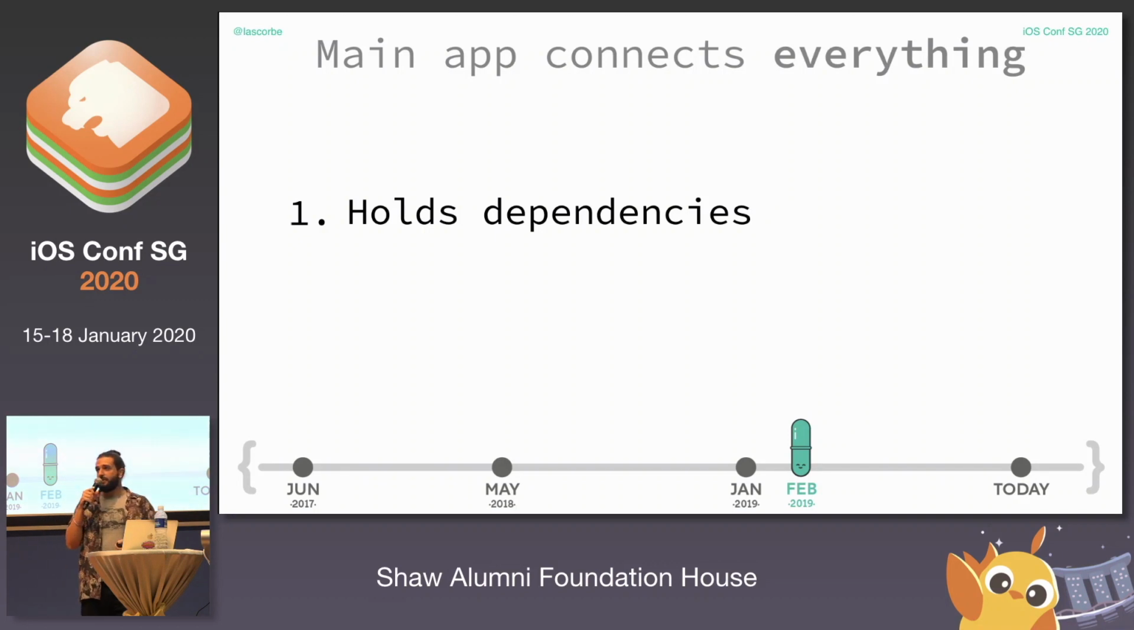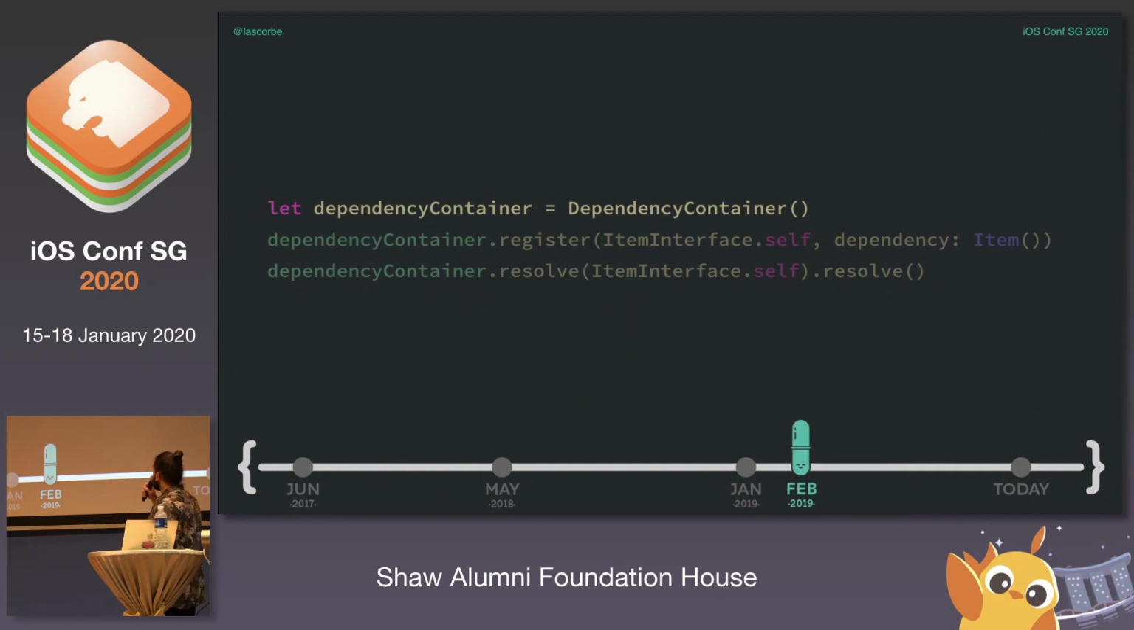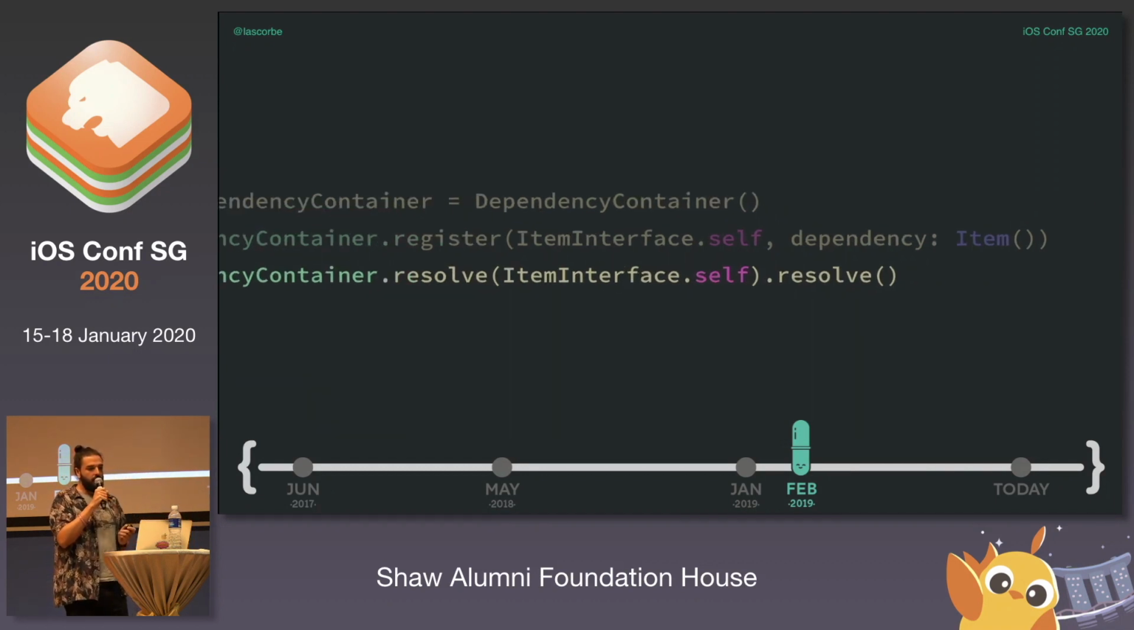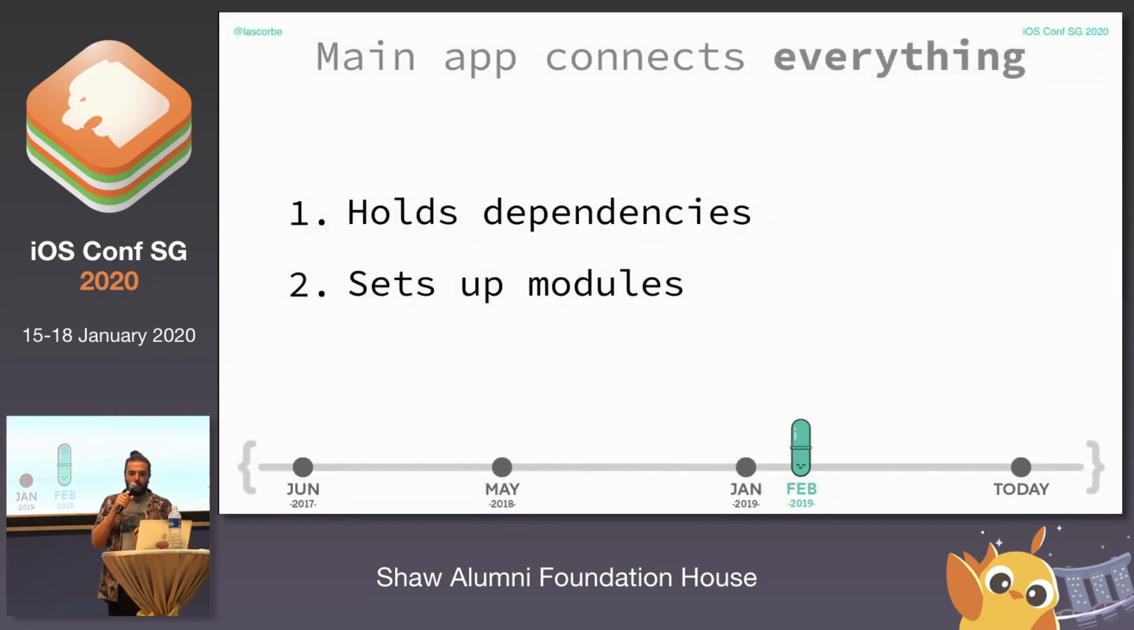So it acts as a dependency container. To show you how it looked, we created the dependency container, then we register the interface with one module, and then we resolve that dependency, which is going to return you the module. So let's take a look into this part exactly, which is the second responsibility of the main app, which sets up models.